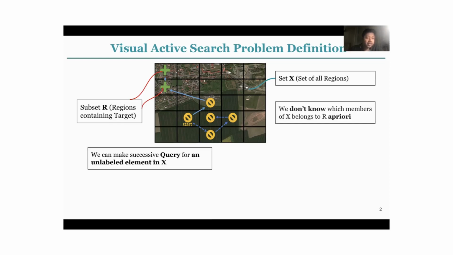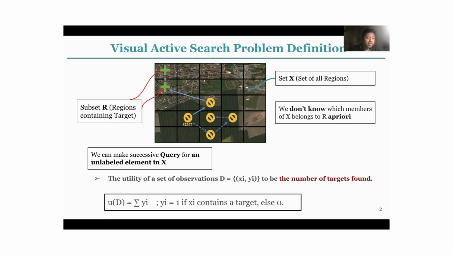But we can make successive queries, where each query corresponds to observing whether the object we are searching for is present in that particular subregion. We define the utility of a set of observations or queries to be the number of subregions found that contain a target object. We can simply represent the utility as U(D), where D is the set of observations we make. So U(D) equals the sum of the query outcomes. Note that the query outcome is 1 if the query is successful, otherwise it is 0.